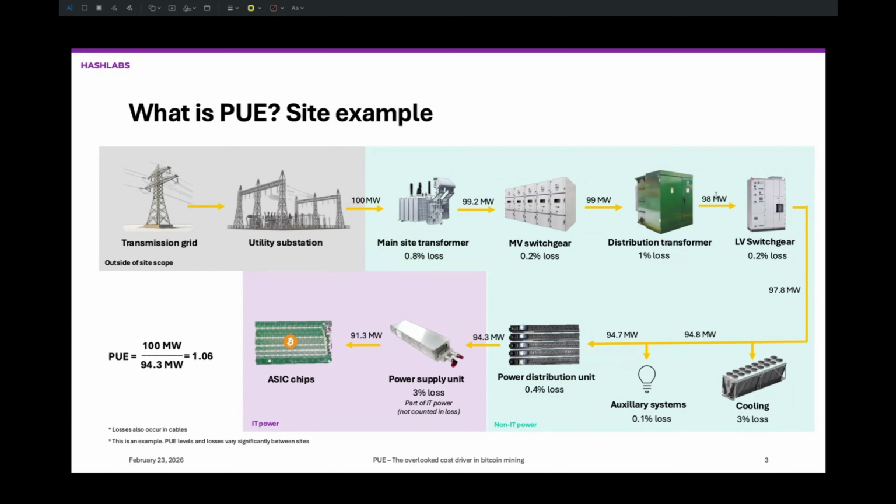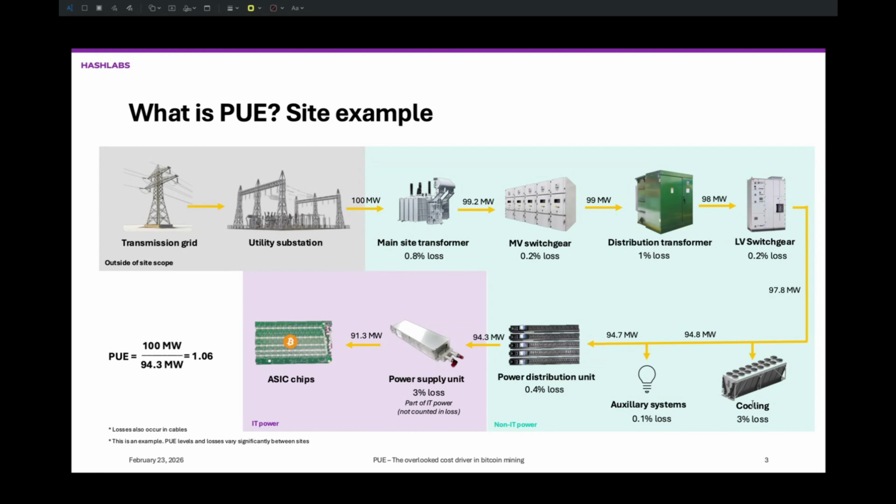So then we are at 98 megawatt. Then we have a low voltage switch gear. That could be one switch gear for the mining container, etc. That is 0.2% loss in our example. So then you have 97.8 megawatt left.